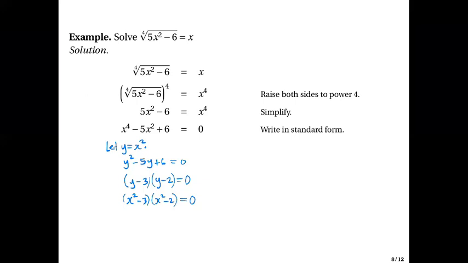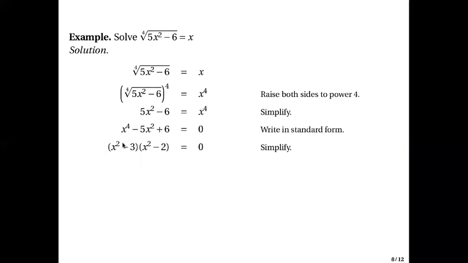Therefore, from here we have that (x squared minus 3) times (x squared minus 2) equals 0. And then we solve for x. So we start with x squared minus 3 equals 0, or x squared minus 2 equals 0.